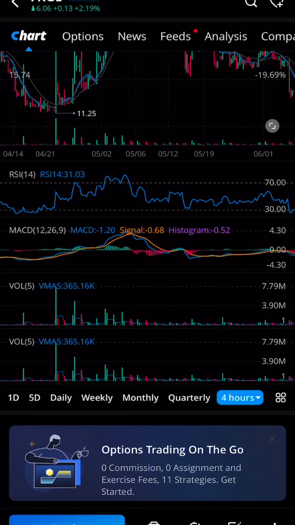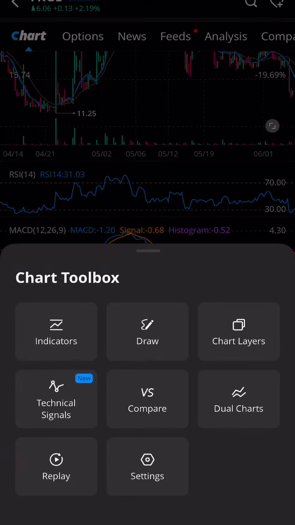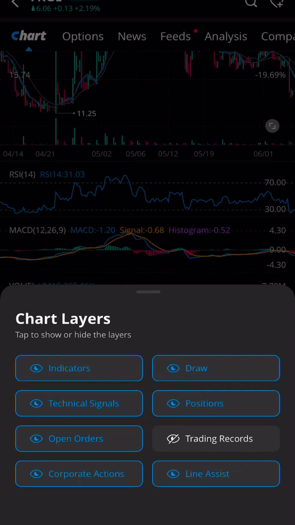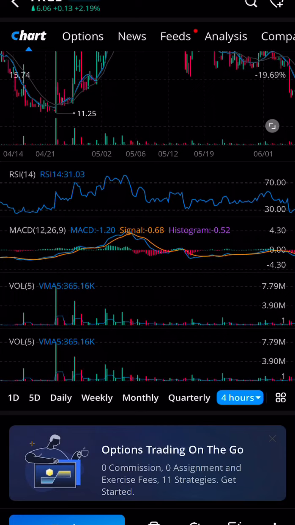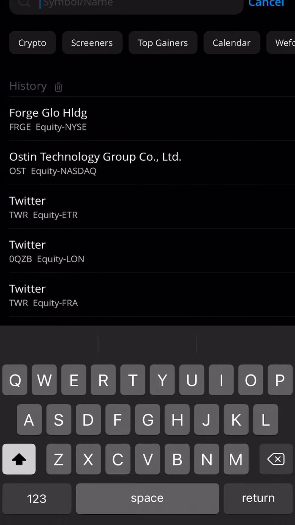Another thing I want to talk to you real quick about is I want to show you how to set all of your indicators and what all chart tools this has. So you can see all my chart layers. I have everything turned on except for trading records. I really don't use those.